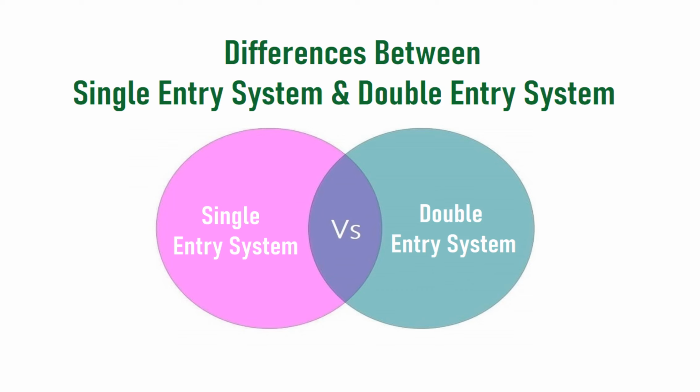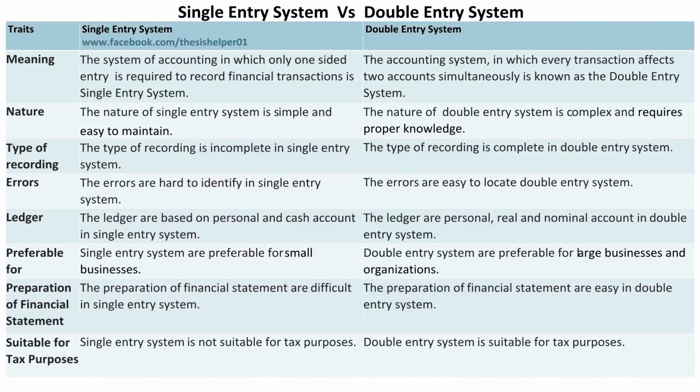Differences between single-entry system and double-entry system. Single-entry system versus double-entry system. The system of accounting in which only one-sided entry is required to record financial transactions is single-entry system. Whereas, the accounting system in which every transaction affects two accounts simultaneously is known as the double-entry system.